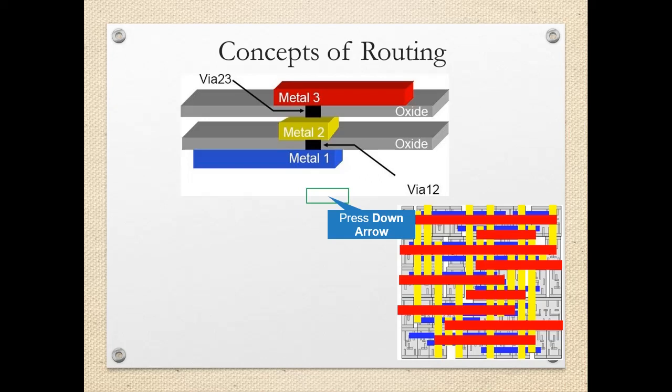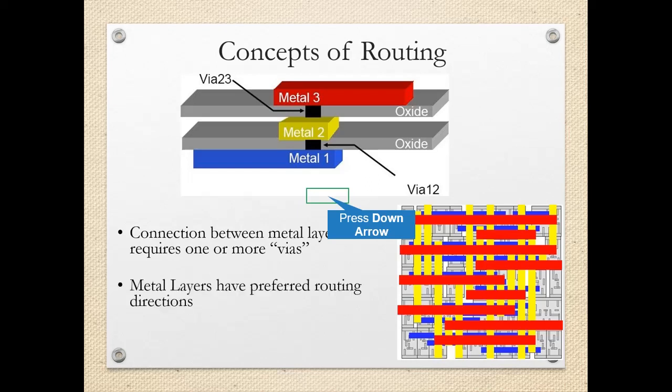Like metal 1 and 2, if you require some interconnection, then for that we require a via. That via is just like a plated through hole in the multi-layer PCBs, with the help of which we can have the interconnection between the different layers of the metals. Like here via 1-2 is there to have interconnection between metal 1 and 2. Via 2-3 is there to have interconnection between metal 2 and metal 3. So connections between the metal layers require one or more vias, and the metal layers have preferred routing directions.